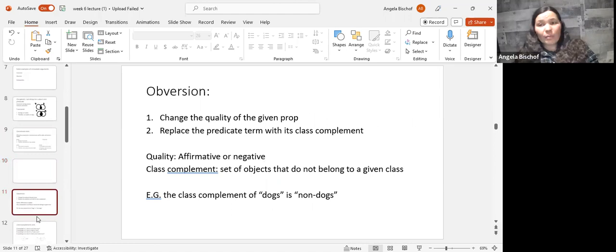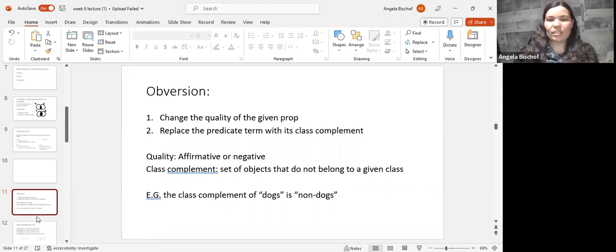All right. Another type of arguments we can form, obversion. So what do we do in this case? We change the quality of the given proposition and we replace the predicate term with its class complement. And there are some technical terms here. Quality, which I defined earlier, but I define it again here in case you forgot, which is affirmative or negative. But class complement is something new. A class complement is a set of objects that do not belong to a given class.